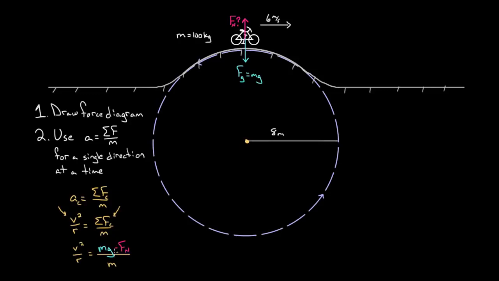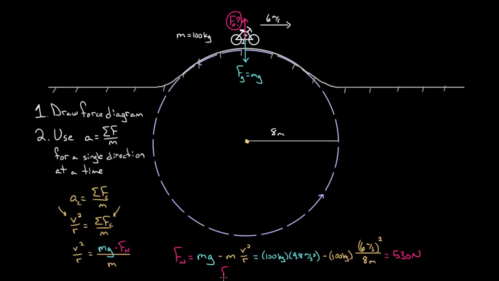And so if we solve this for the normal force, if you do some algebra, we'll multiply both sides by m, move over the Fn and then move the mv squared to the other side, and what we end up getting is that mg minus m times v squared over r is equal to the normal force, which if we plug in numbers gives us 100 kilograms times 9.8 minus 100 kilograms times the speed squared, that's 6 meters per second squared, divided by the radius of the circle we're traveling in, which is 8 meters, and you end up getting 530 newtons. So the normal force on you and your bike as you ride over this hill is 530 newtons.